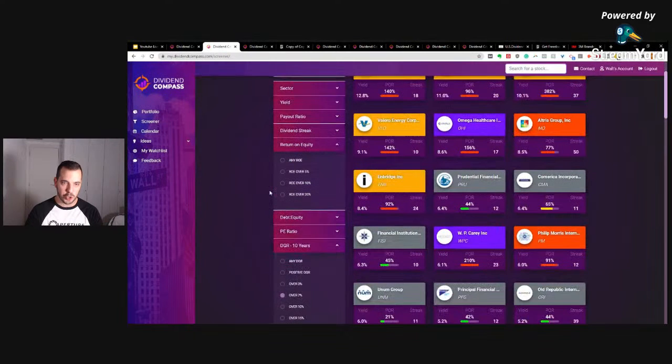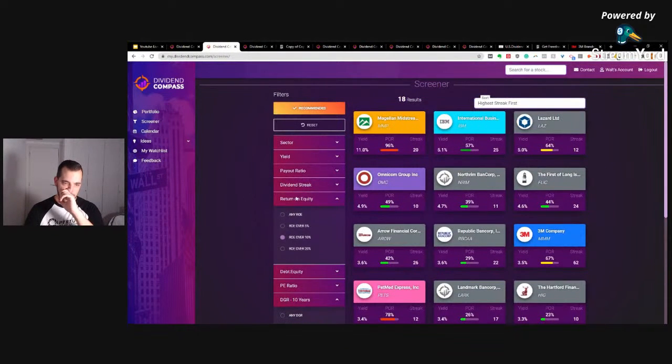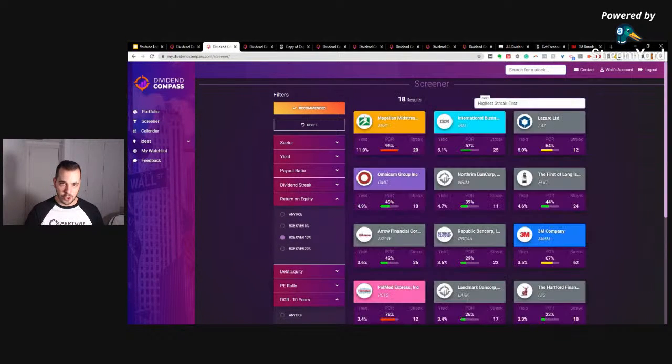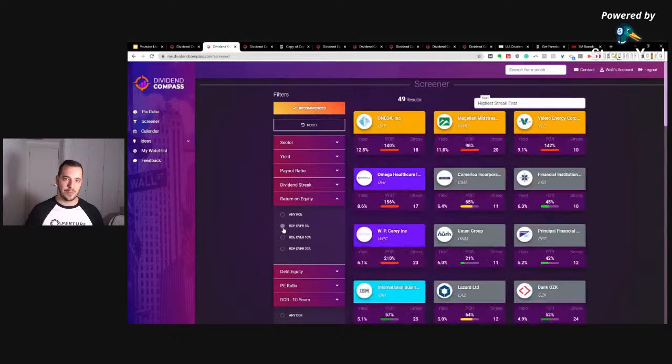Here we go. Let's go to return on equity, and let's put 10% or more. All right. Now check this out, guys. We've gone from like 70 stocks or 50 stocks to like 18 only. That's because this is quite difficult to do, right? And we want to be a little bit more lenient. We can put like an ROE over 5%, right? But 10% is normally my recommendation.